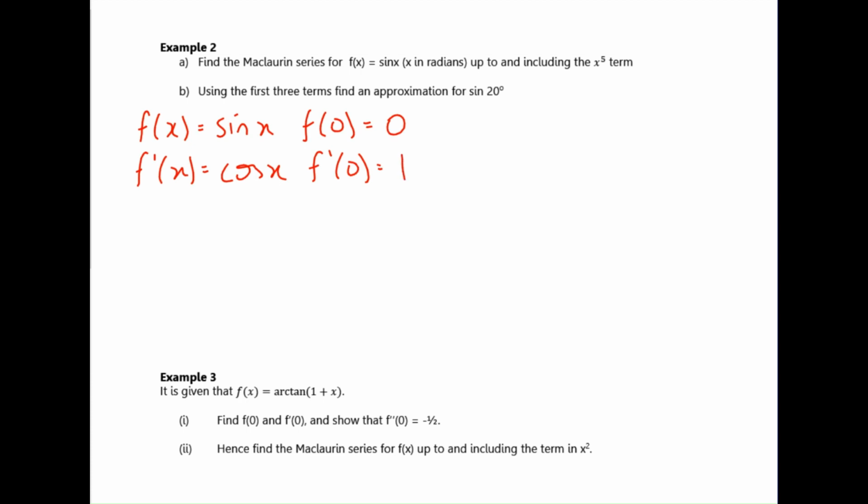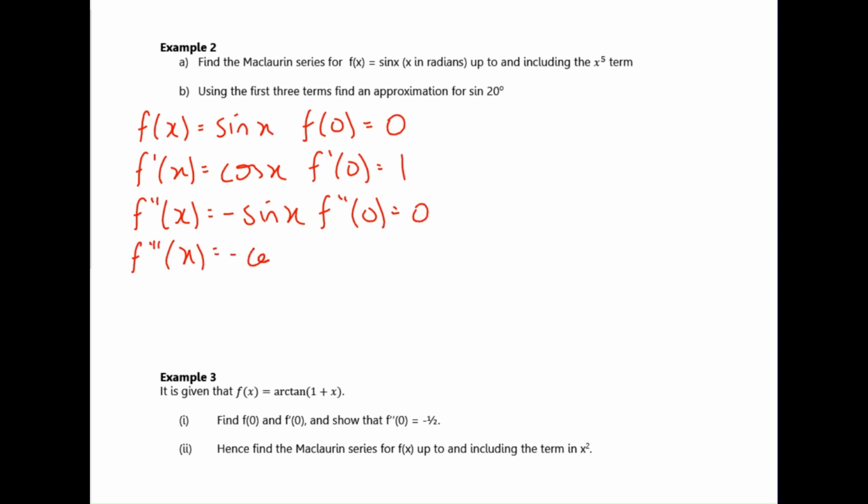Next one asks us to find the Maclaurin series for f of x is sine x. Make sure you're in radians because you're doing calculus with trig, so it should be in radians. So f of x is sine x, and if I work out f of 0, a lot of these terms are going to end up being 0. Differentiating sine x gives me cos x, and if I evaluate this at 0, I get 1. Differentiating cos x gives me minus sine x, and again, this gives me 0. So I need to keep going.